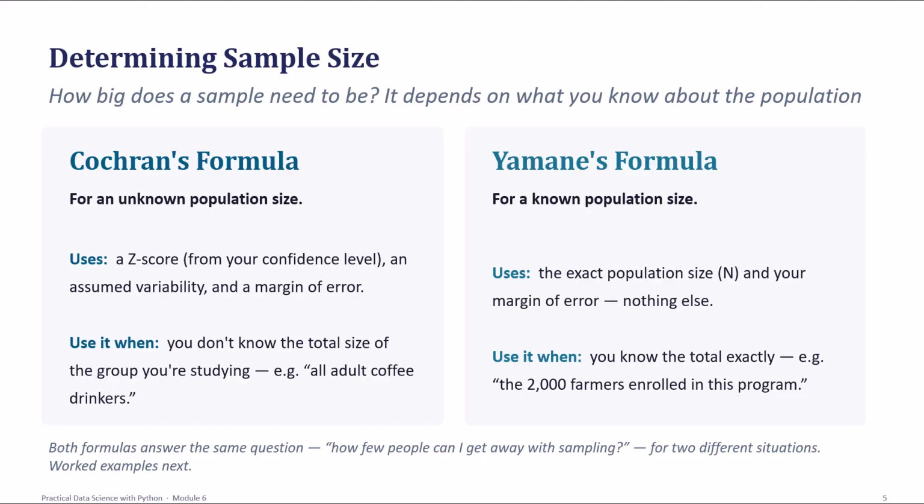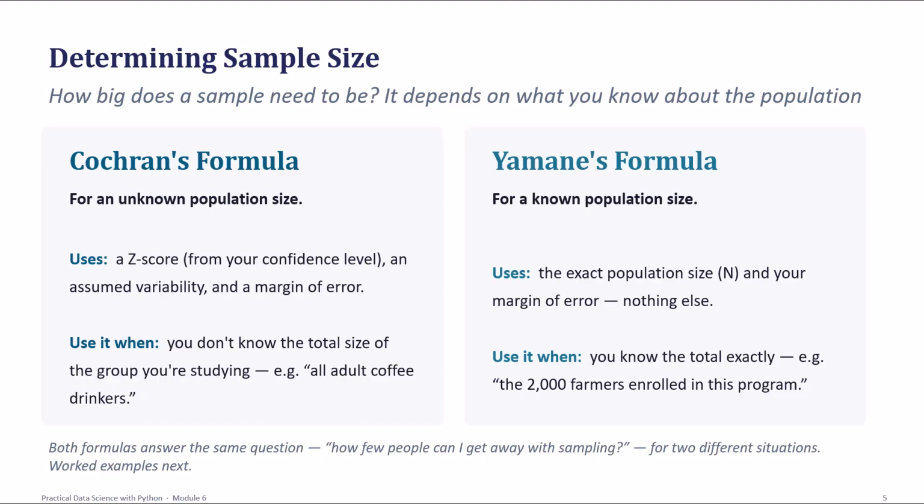So you need to know what you are dealing with. Do you know the sample size? If you know the population size, you can use Yamane's formula. Yamane's formula is one of the best. But if you don't know the population size, you can use the Cochran formula. This uses a Z score from your confidence level, assumed variability and a margin of error. You use it when you don't know the total size of the group you are studying, maybe all adult coffee drinkers. So there's no defined population size at all.